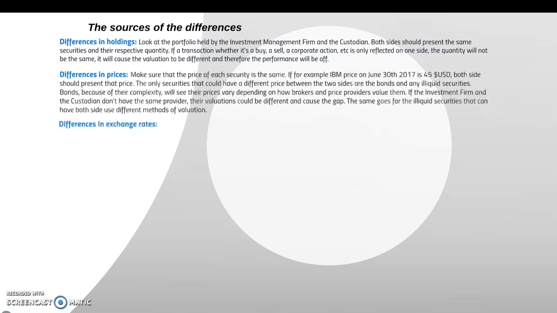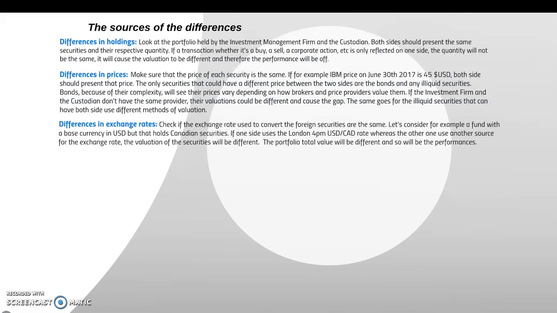The next element that could explain the gap are the exchange rates. You have to check if the exchange rate used is the same on both sides. If, for example, you have a fund with a base currency in US dollar that invests in foreign security, for example, Canadian stock, if one side uses the London 4 p.m. exchange rate, whereas the other one uses another source for the exchange rate, the valuation of those securities will be different. The portfolio total value will be different, and so will be the performance.